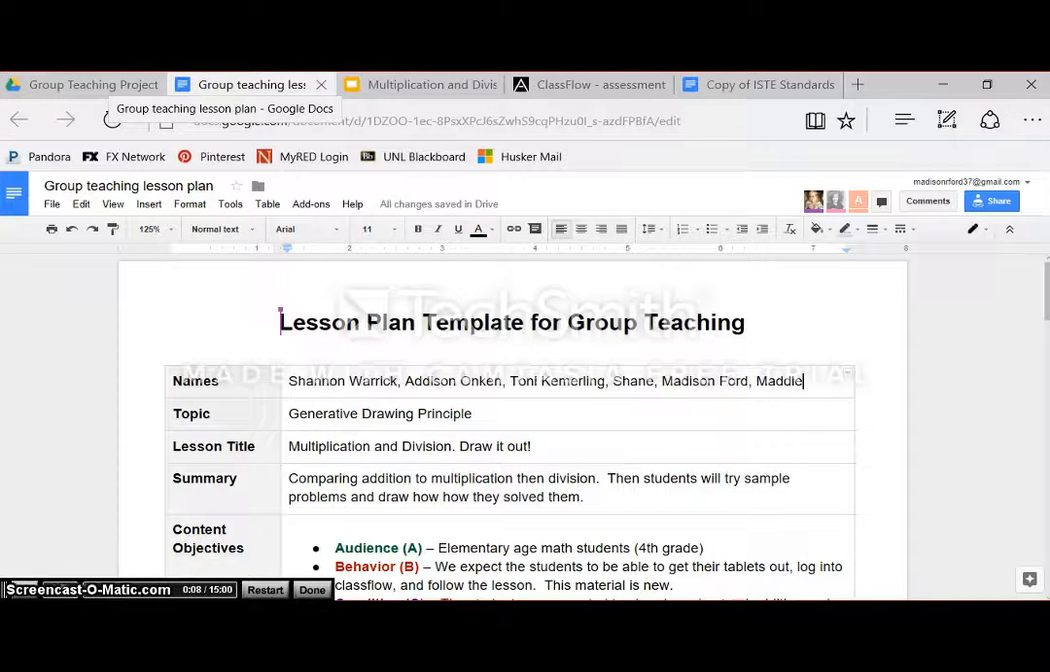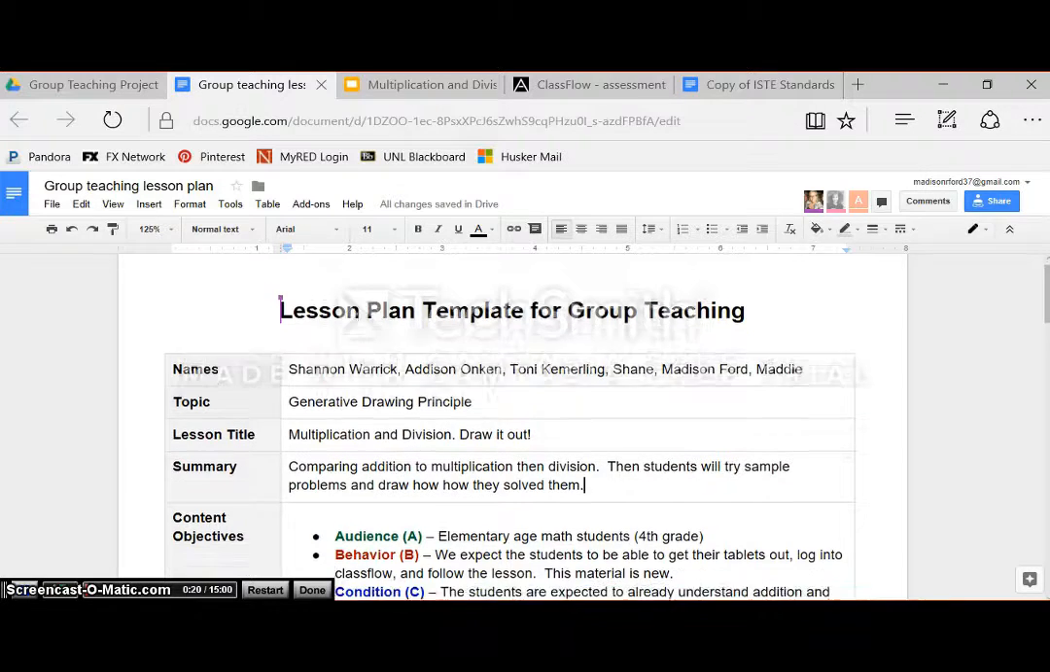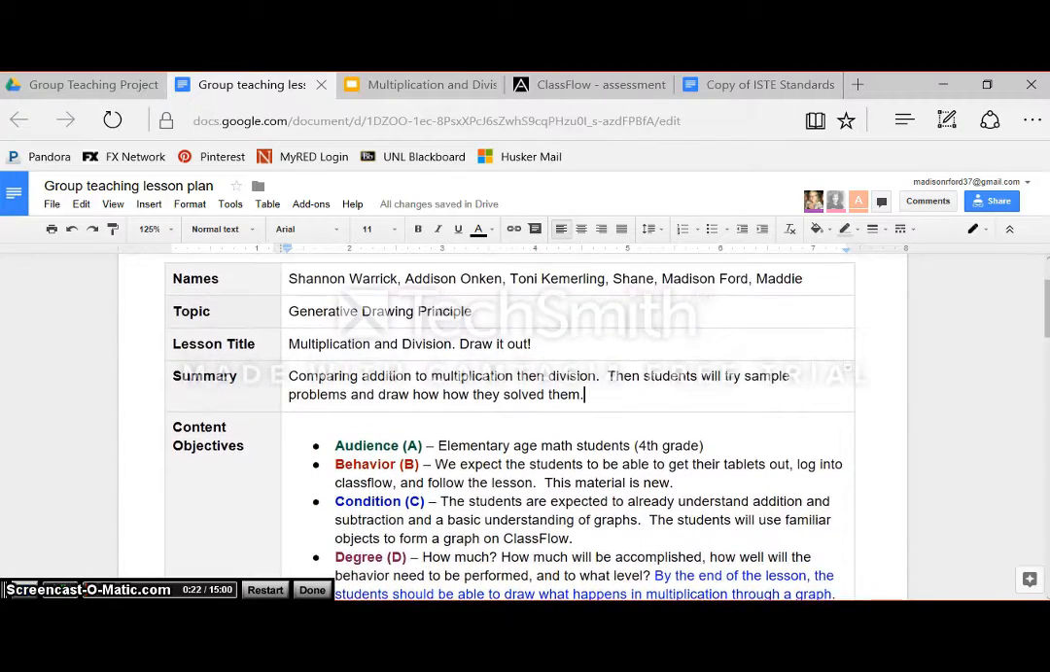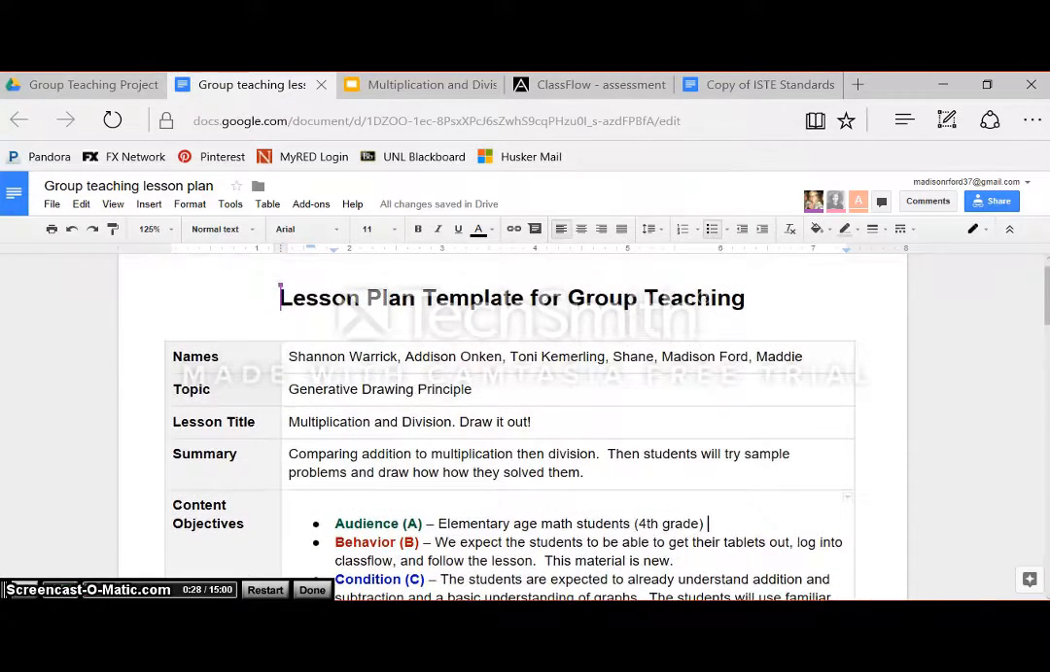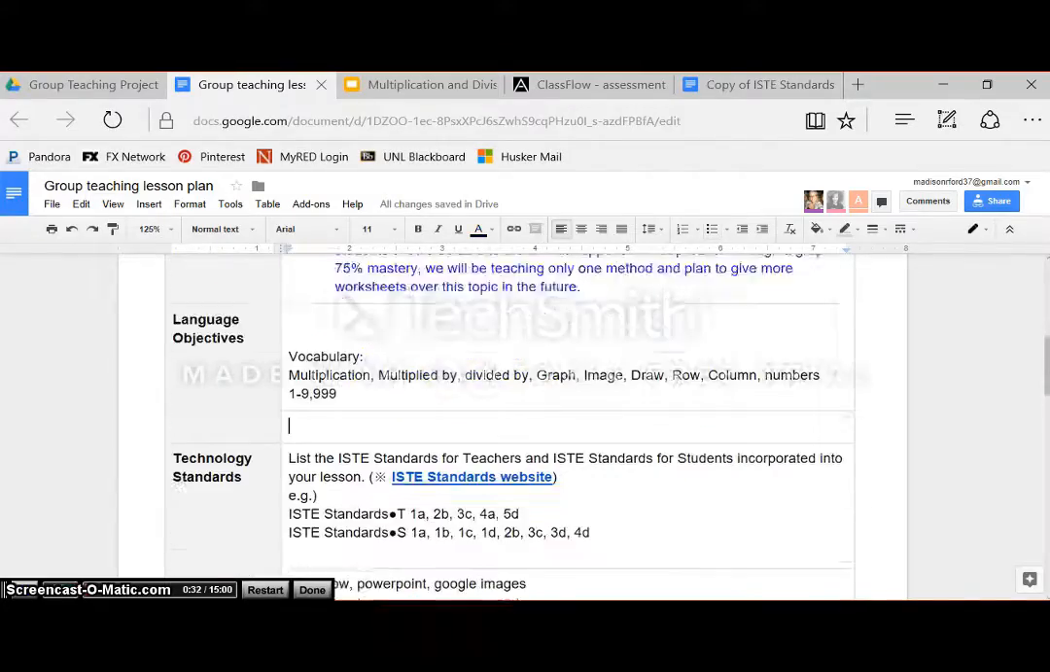All right. Today we'll be teaching you fourth graders about multiplication and division by using the generative drawing problem, and we'll show you a Google Slides, and then we'll use ClassFlow so you can draw out how you're dividing numbers and multiplying numbers. Yeah, so this is just our lesson plan that we filled out.